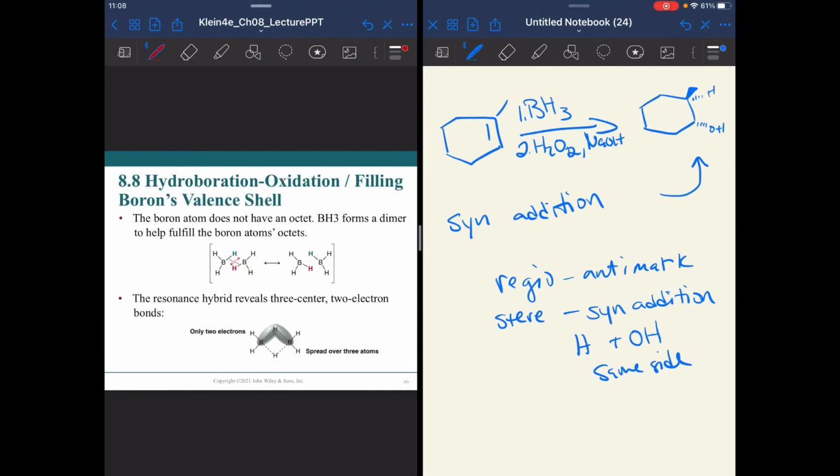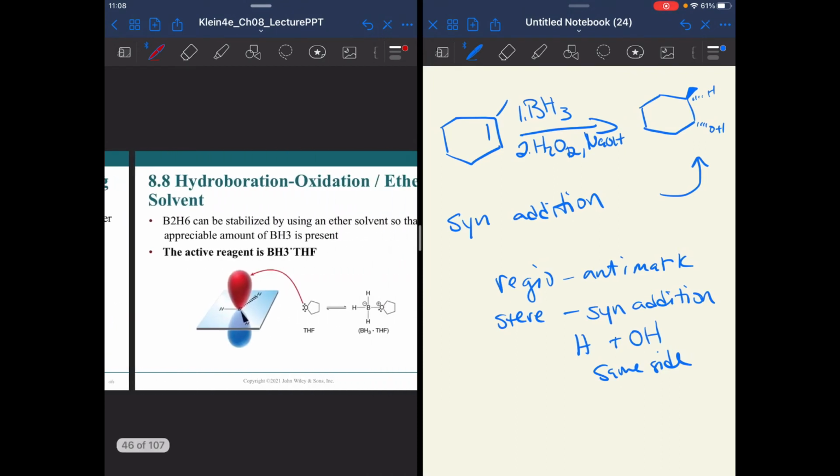You can see a little bit of information on why sometimes BH3 or B2H6 is written, because when you have the boron trihydride together, sometimes it will form this resonance hybrid, where you wind up getting these two electrons that are spread all the way across three atoms.